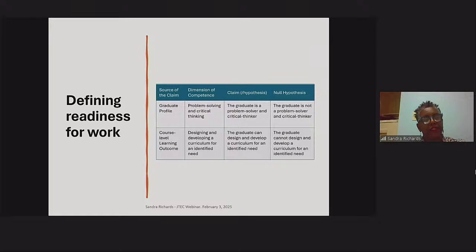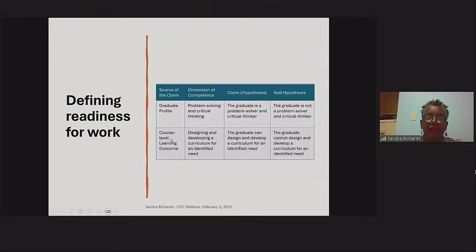So for example, an institution may claim via their graduate profile that our students are problem solvers and critical thinkers. The dimension of competence that is sought is problem solving and critical thinking skills. And the claim is that the graduate is a problem solver and a critical thinker. In a quality assurance system, it's also the hypothesis that you test. You look at all the evidence that the institution presents to determine whether the graduate is a problem solver and critical thinker. If that hypothesis is not supported, there's a flaw in the process, there's a flaw in the product, the test item, the test instrument as a product, then the null hypothesis will be true. This graduate is not a problem solver and critical thinker.